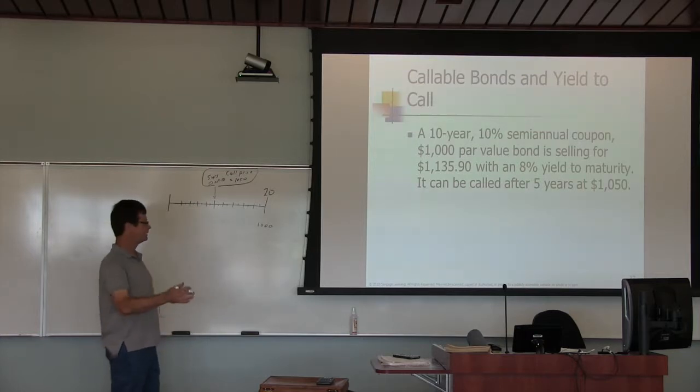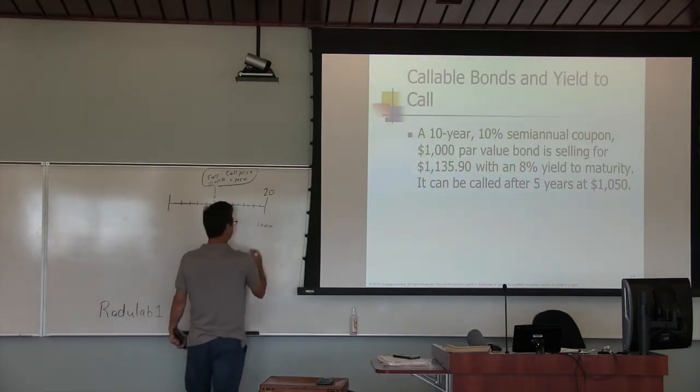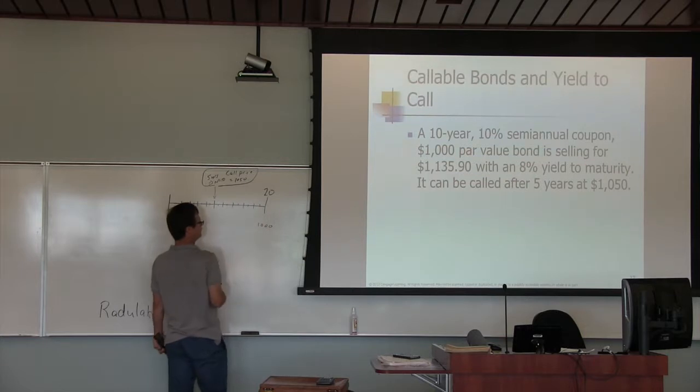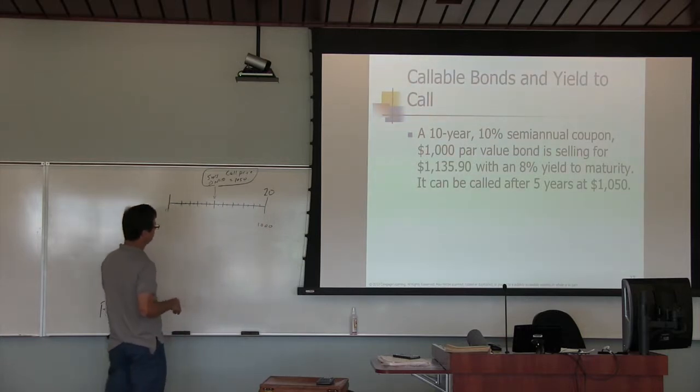Right. So that's generally what we'd see if it were held all the way to maturity, right? It would be the $1,000 face value.